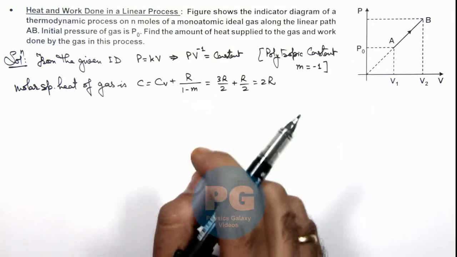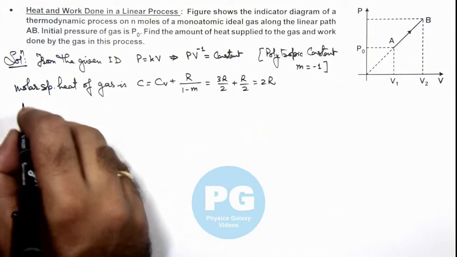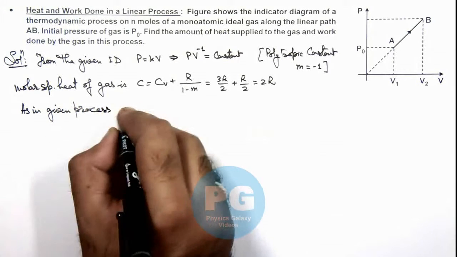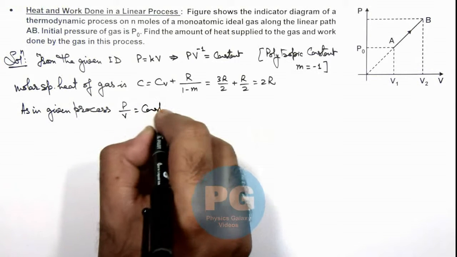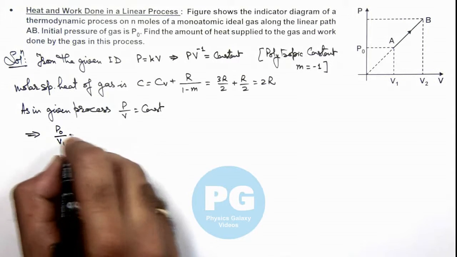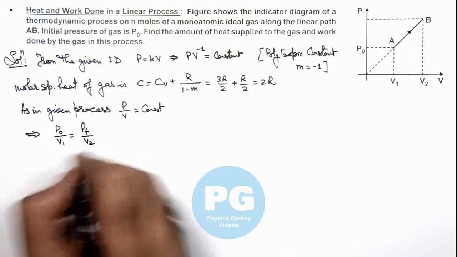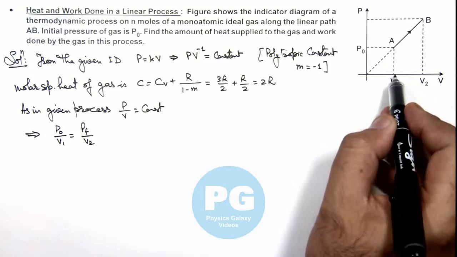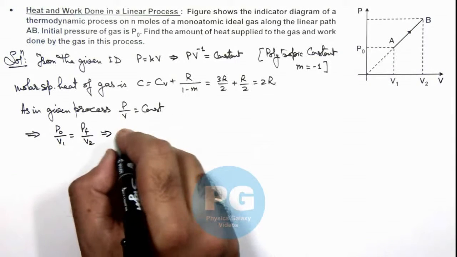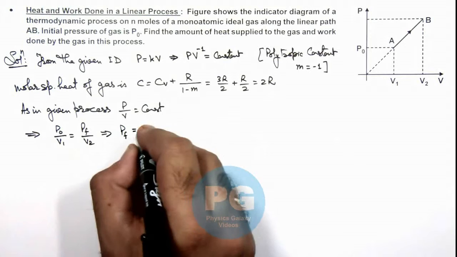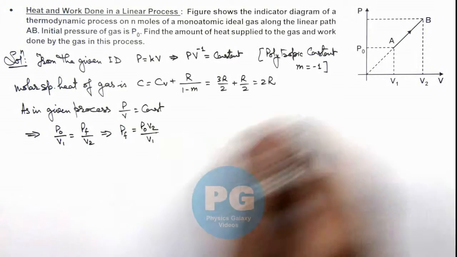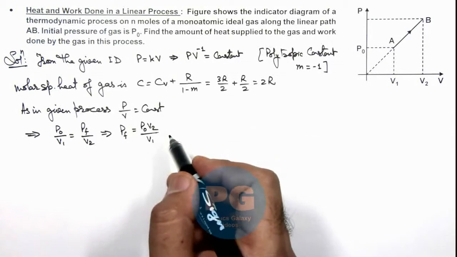So first we calculate the pressure. As in the given process P by V is a constant, this implies here we can write P0 by V1 is equal to P final by V2. As at initial volume V1 the pressure is P0, and for volume V2 if it is P final, this gives us the final pressure in state B, which is P0 V2 by V1. If we have got the final pressure in state B, then we can easily find out the temperatures also.